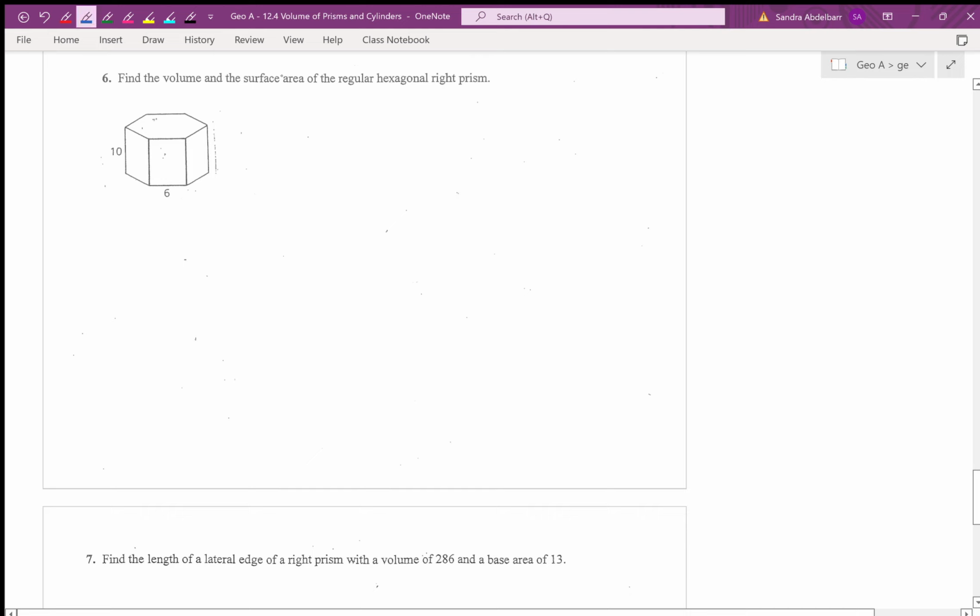Find the volume. All I care about is volume. We're done with surface area. In the past, I used to make one whole test of surface area and volume, but this time I'm just doing volume. Okay, so what is the volume of the regular hexagonal prism? Because it's a prism, what is the formula? Area of the base times the height.